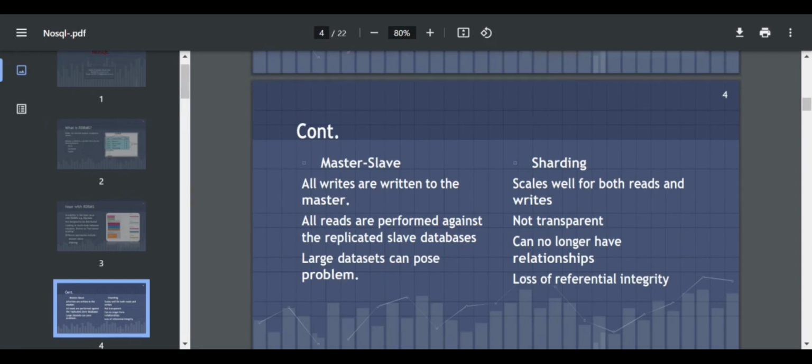Sharding is a technique that scales well for both reads and writes. In sharding, the data sets are divided into smaller, more manageable pieces called shards, which are distributed across multiple nodes. Each shard operates independently, which can enhance performance. However, sharding is not transparent to the user. It can result in the loss of referential integrity, making it more suitable for certain use cases than others.